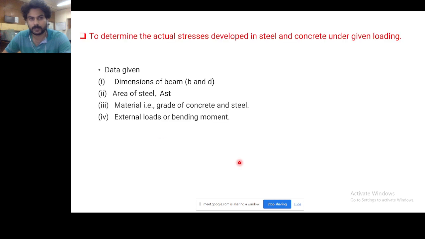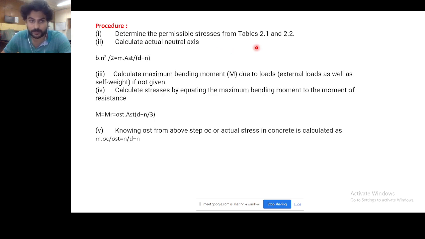Okay, so the next type of problem is to determine the actual stresses developed in the steel and concrete under given loading. For that they will give data like dimensions, obviously B and D, area of steel, material grade of concrete and steel. They will give external loads and bending moment, and they will tell us to calculate the stress developed in the section. The procedure is similar: determine the permissible stresses sigma CBC and sigma ST from tables 2.1 and 2.2.